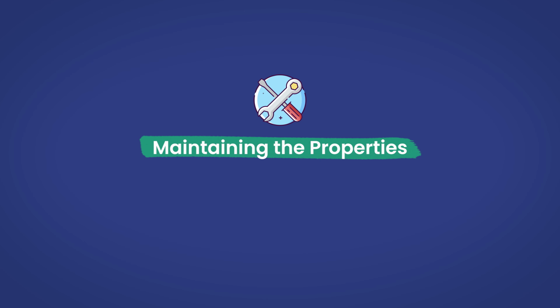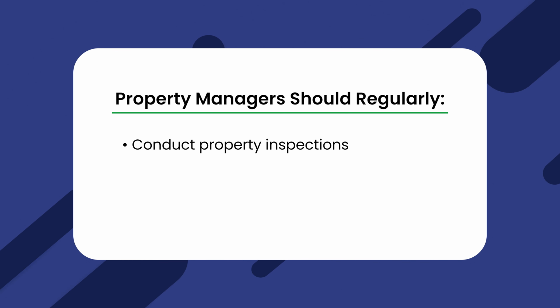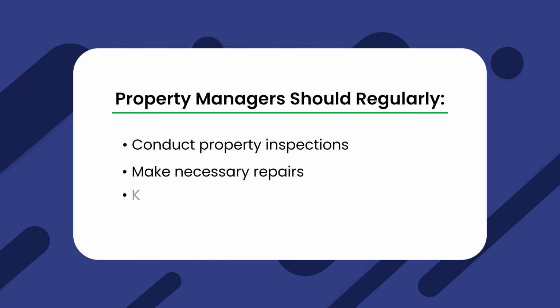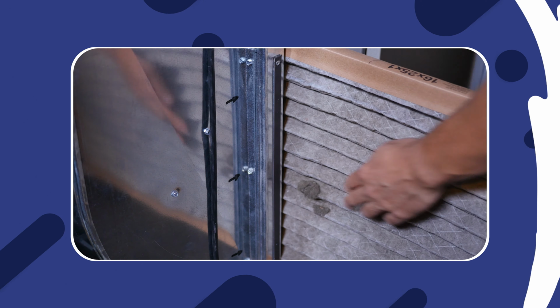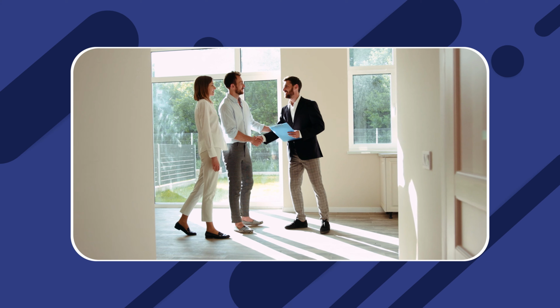Maintaining the properties. Maintaining properties and ensuring their appeal to potential tenants is essential for reducing vacancy rates. Property managers should regularly conduct property inspections, make necessary repairs, and keep the properties clean and well maintained. Simple updates such as replacing air filters can also make a big difference in attracting prospective tenants.